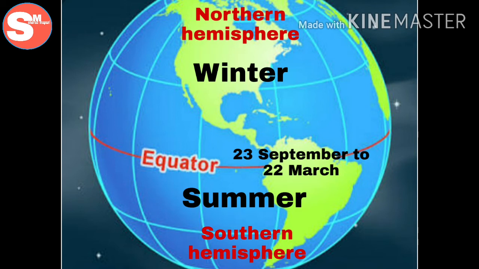In this period, in the northern hemisphere, it is the nights that are longer. The northern hemisphere gets less heat. It is winter there. Note that there may be differences in these dates due to the leap year.